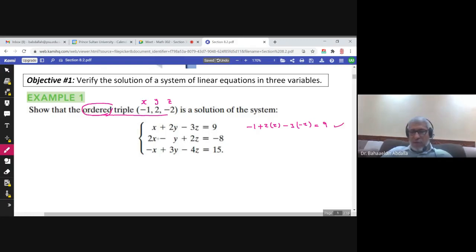Now here, 2 times -1 is -2, minus y would be another -2, plus 2 minus 2 means minus 4. Is this equal to -8? Yes. Negative x would be 1. 3 times 2 would be 6. Minus 4 times minus 2 would be plus 8. Is this 15? Yes. So this ordered triple satisfies all the 3 equations. So it is a solution of this system.